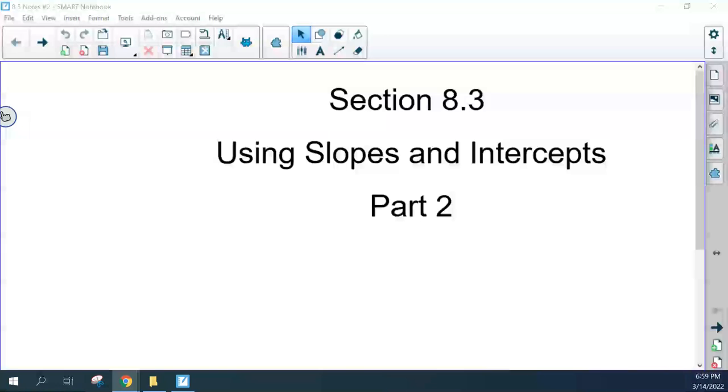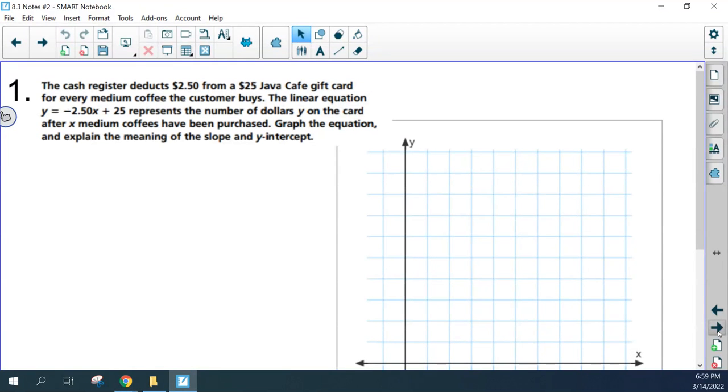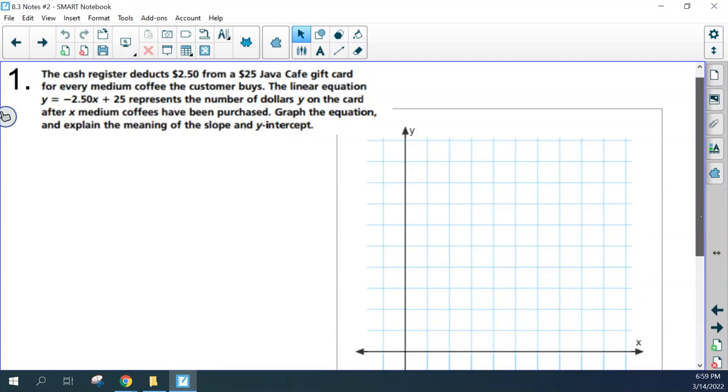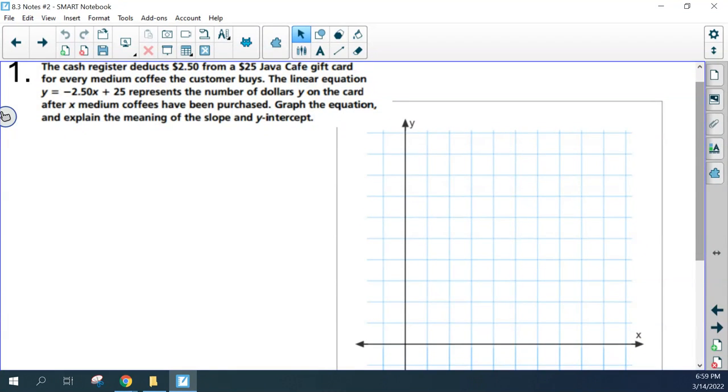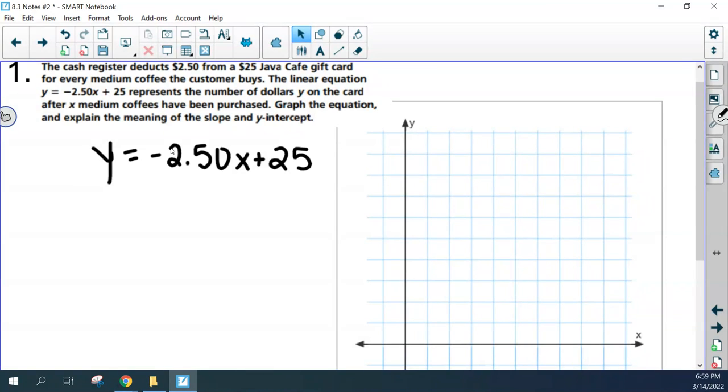This is section 8.3, using slopes and intercepts, part 2. So the first question is, the cash register deducts $2.50 from a $25 Java Cafe gift card for every medium coffee. The linear equation y equals negative 2.50x plus 25 represents the number of dollars left on the gift card after x medium coffees. Graph it and explain the meaning of the slope and the y-intercept.